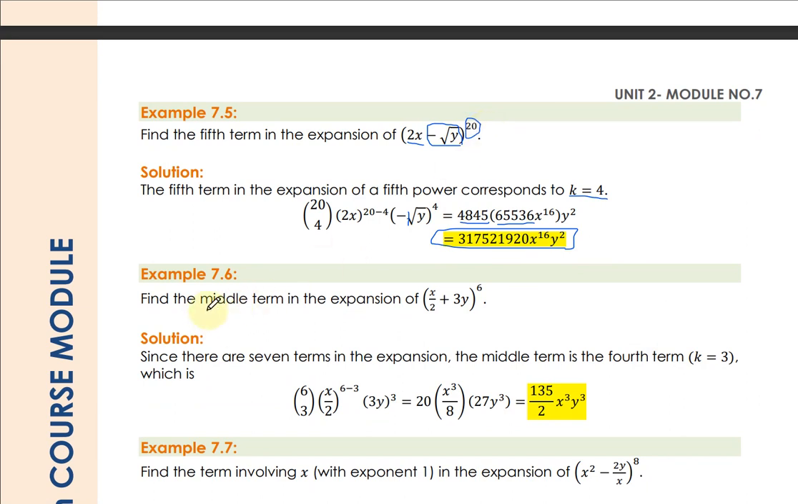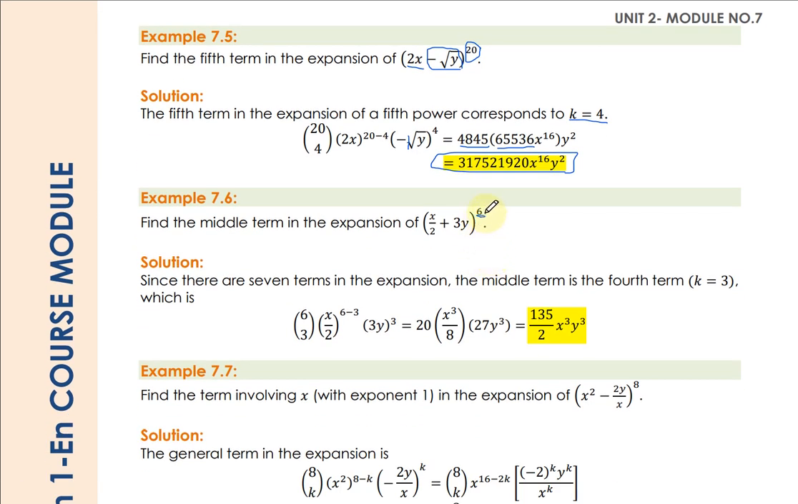So what if you are asked to find the middle term of the expansion? Since your n is an even number, there will be only one middle term. If it were odd, there would be two middle terms. So since our n is even, there is one middle term, and that is 6 divided by 2 plus 1. 6 divided by 2 is 3, plus 1, so 4. That is the fourth term, meaning our k is equal to 3.